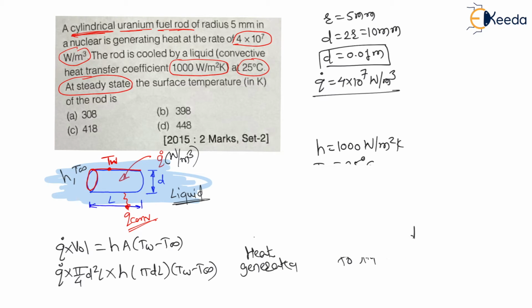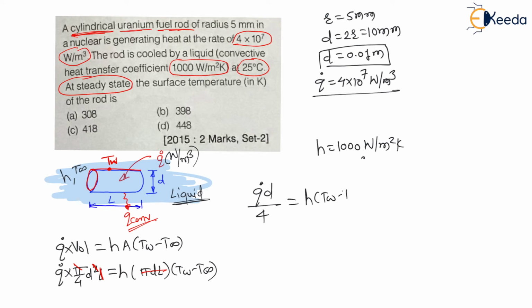So let us write down here. If I put all the values over here, from both sides the length will get cancelled, one diameter will get cancelled, pi will get cancelled. So the simplified version will become q dot into d divided by 4 is equal to, by mistake I put a multiplication sign, here there will be an equal to, right, h into (T wall minus T infinity).